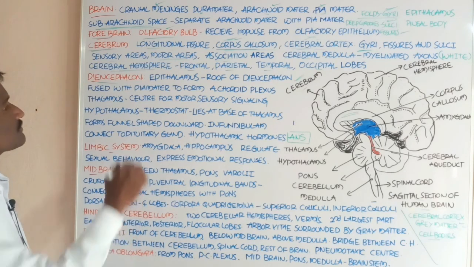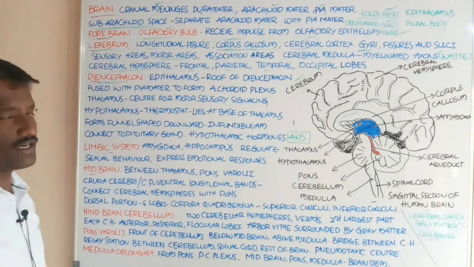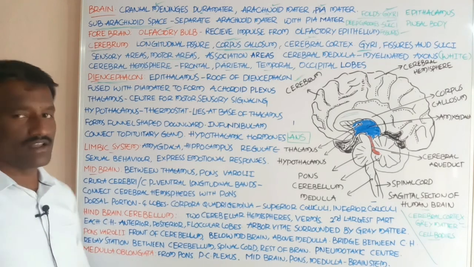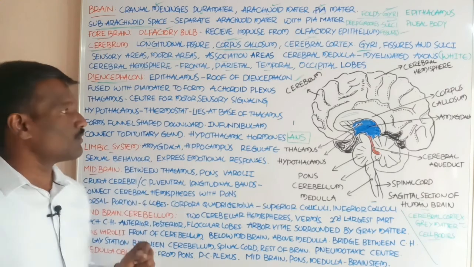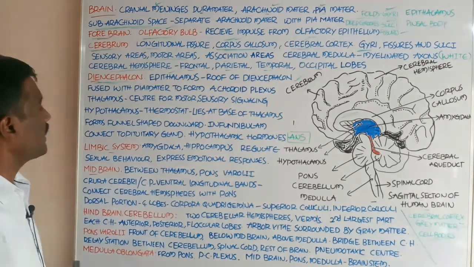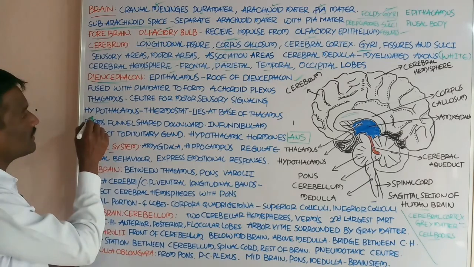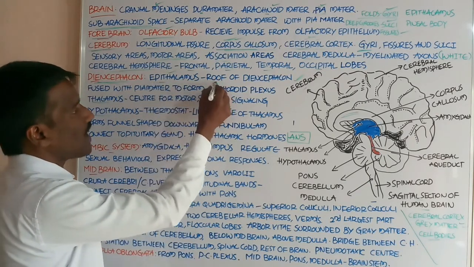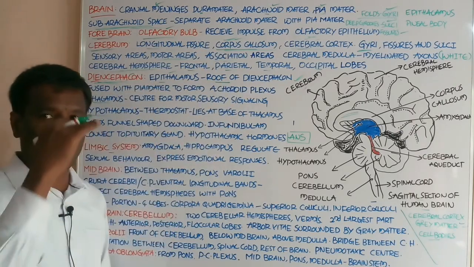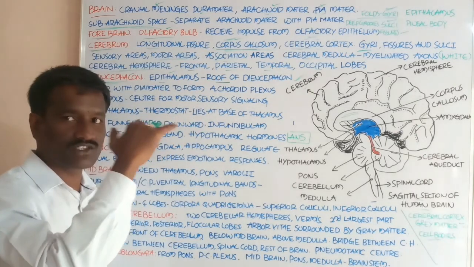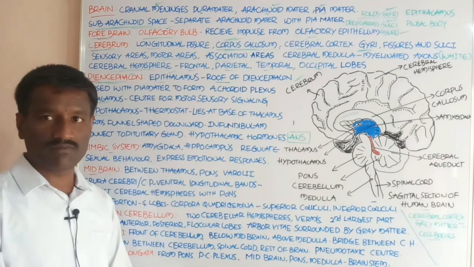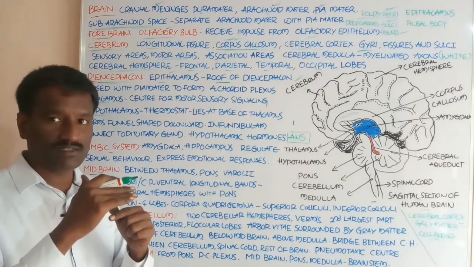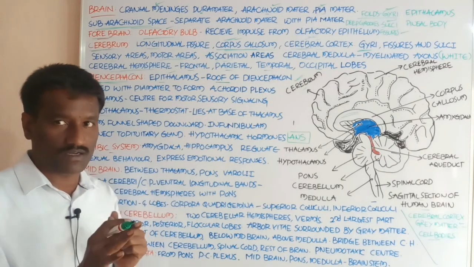Students, what about the diencephalon? It is the next part of the forebrain, and it is divided into three parts: the epithalamus, the thalamus, and the hypothalamus. The epithalamus forms the roof of the diencephalon. It is mainly a non-nervous part.